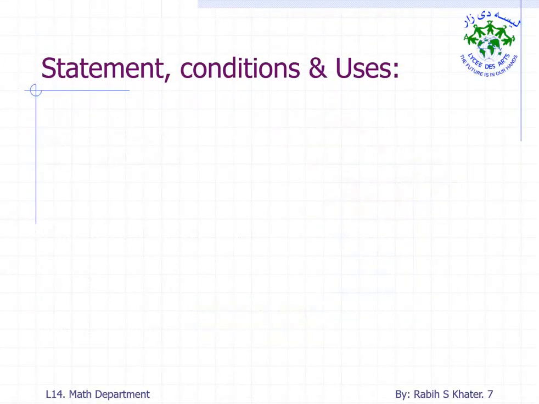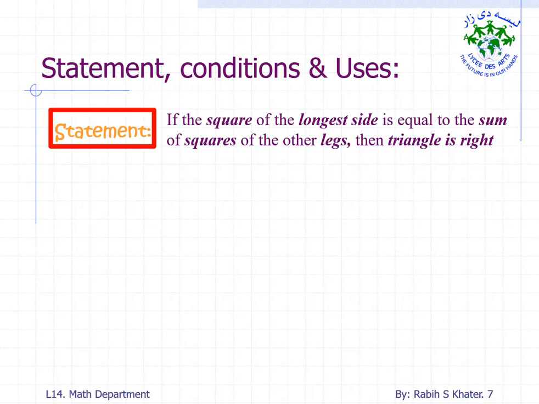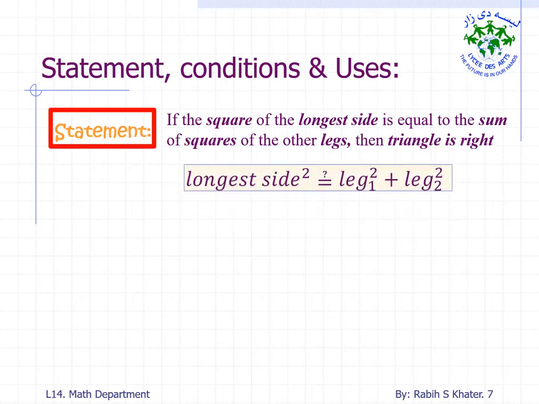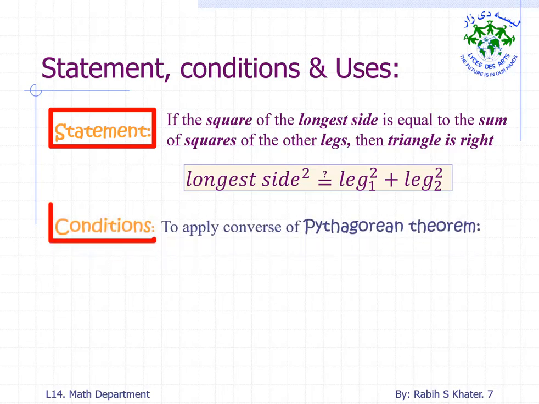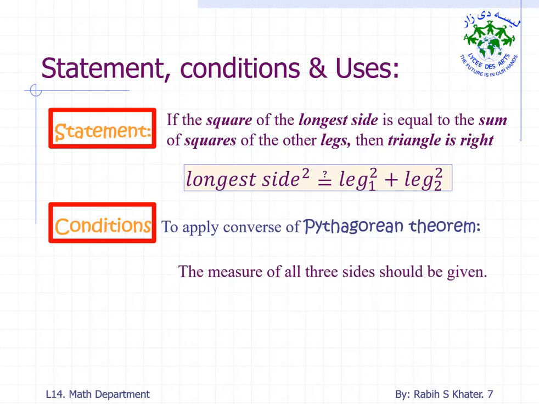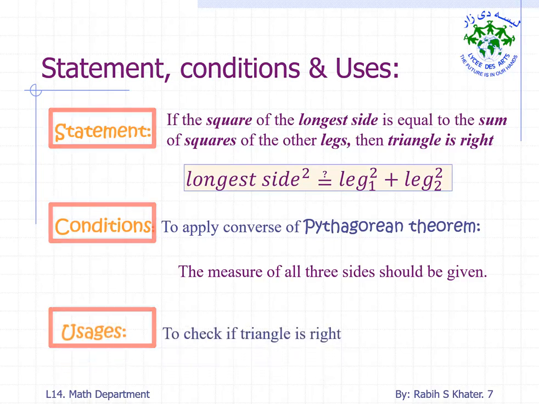Okay, now summary for what we have found about Converse of Pythagoras theorem: statement, conditions, and uses. What is the statement? If the square of the longest side is equal to the sum of the squares of the other legs, then the triangle is right. This is the formula that you have to use to check if the triangle is right. Now, conditions. To apply Converse of Pythagoras theorem, all measures of the sides should be given, unlike Pythagoras theorem, where we have that the triangle is right and only two sides are given. Now, uses: to check if a triangle is right.